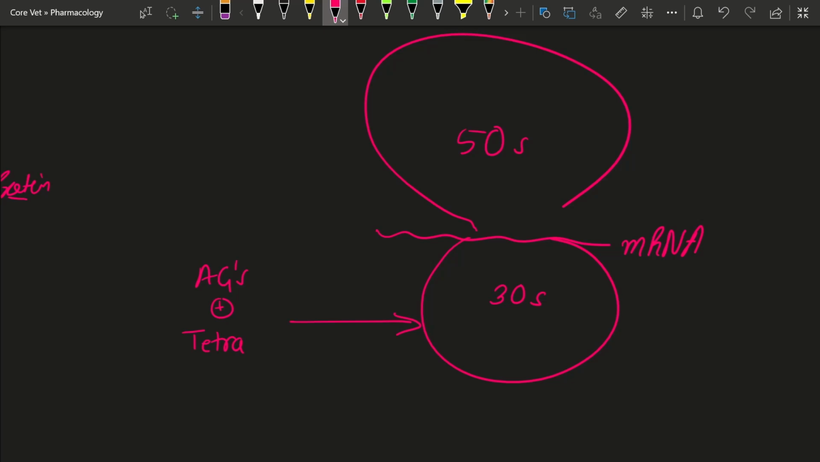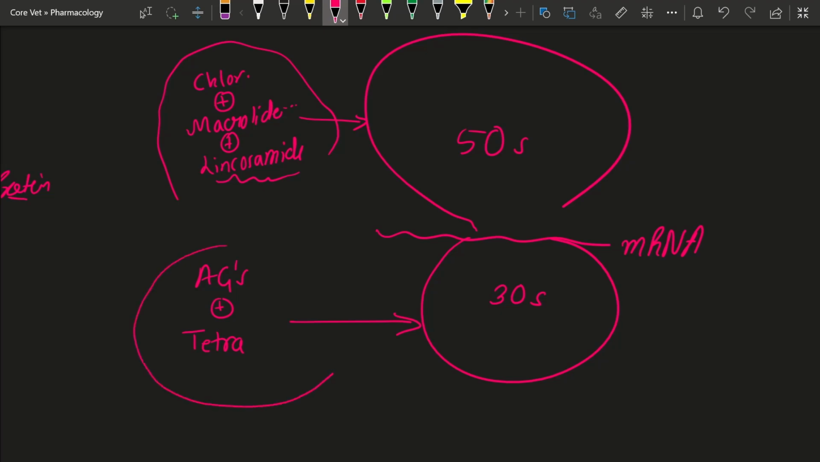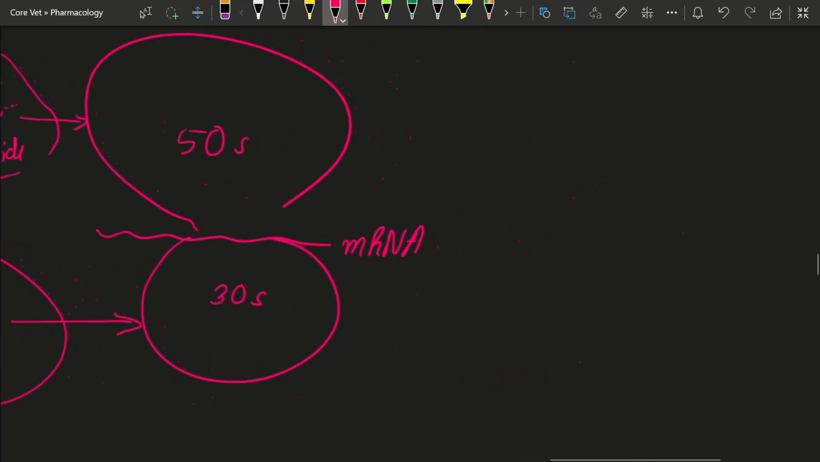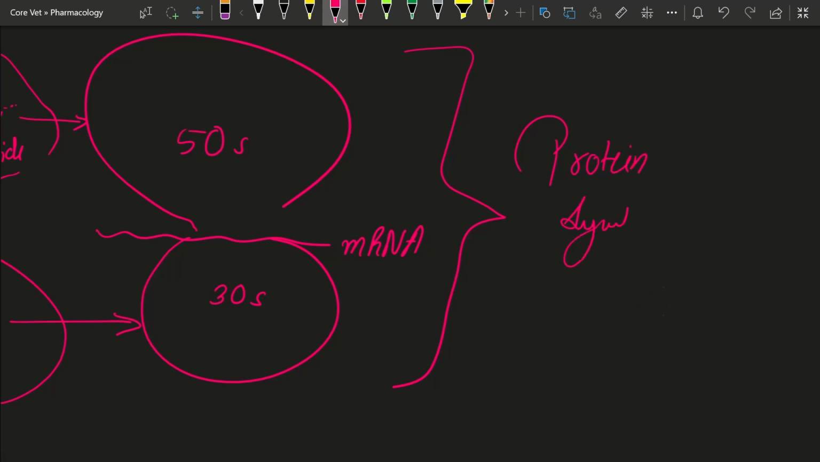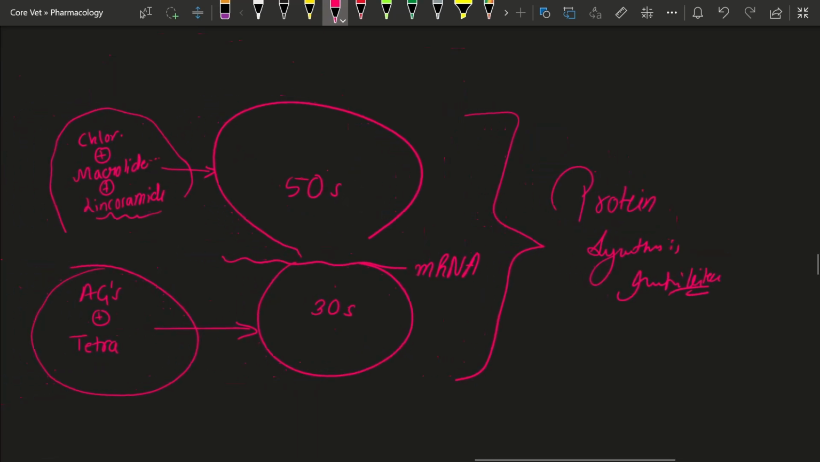But your chloramphenicol, your macrolides, I'll discuss that in the next lecture, and your lincosamide, all three are going to act on which subunit? The 50S subunit, while the aminoglycoside and the tetracycline were acting on the 30S subunit for a similar purpose, protein synthesis inhibition, right? I hope this part is clear, because you should remember it, because it is important for the objective purpose, that which particular drug is acting on which subunit of the ribosome.